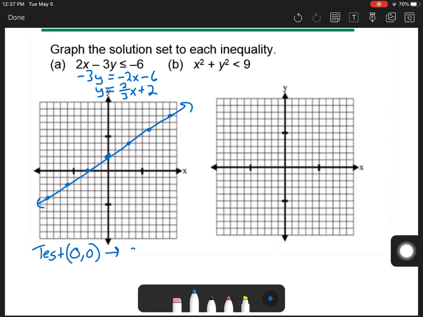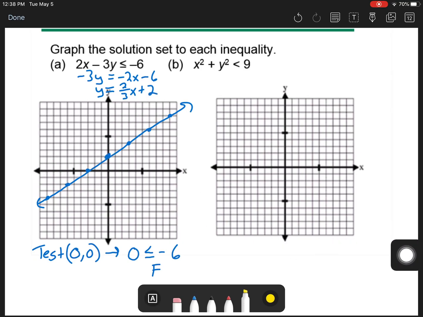So I have the statement that's going to read 0 is less than or equal to negative 6. Because 0 minus 0 is 0, and then less than or equal to negative 6. Now I just need to determine, is that true or false? 0 is less than or equal to negative 6. Hopefully we realize that that is a false statement. I tested (0, 0), which is on this side of my boundary. That was false, which means none of the solutions are on this side. All of the solutions are on the opposite side.